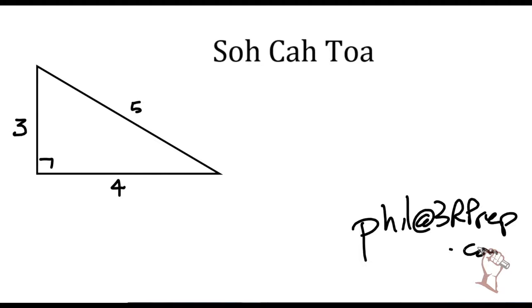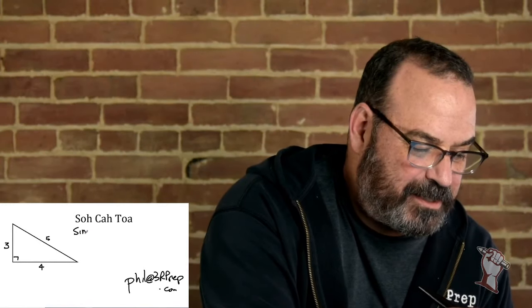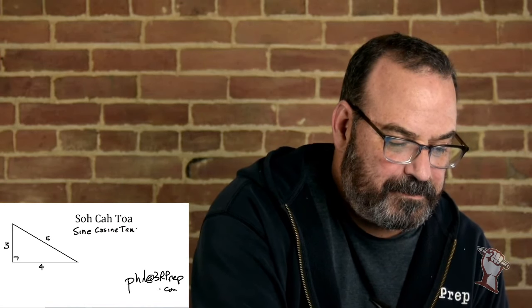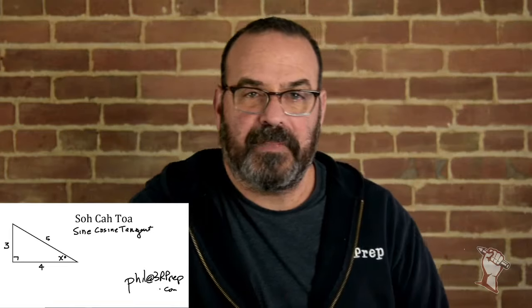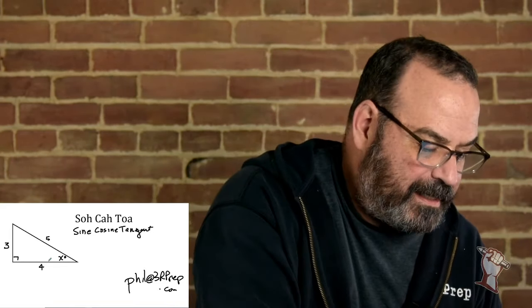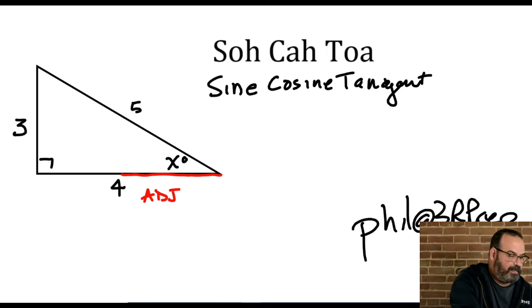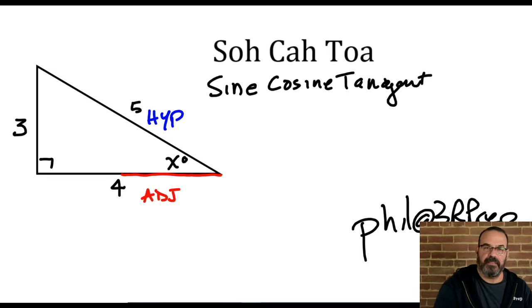All right, what is Soh Cah Toa? Soh Cah Toa is trigonometry, and it stands for sine, cosine, and tangent. In a right triangle, the sides are identified. Let's pick angle X degrees down here. Angle X is formed by its adjacent side, the side that forms the right triangle. Then there is, of course, what everybody knows, the hypotenuse. The hypotenuse is the side opposite the right angle, and it is always the longest side.